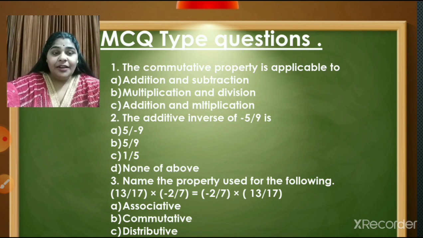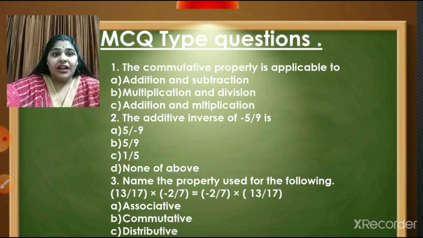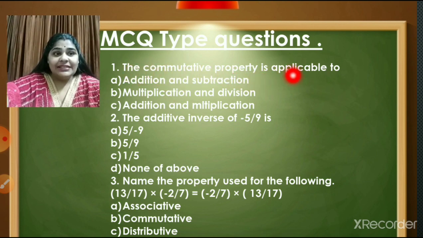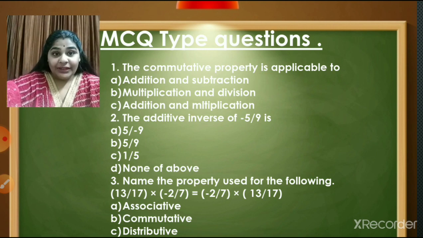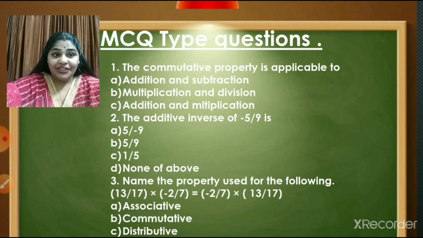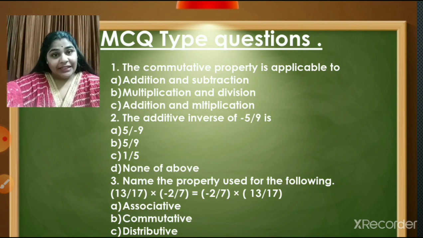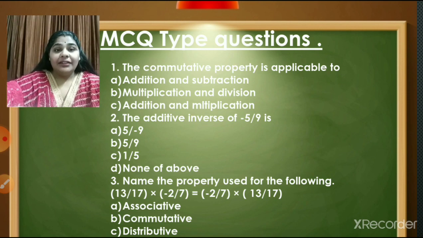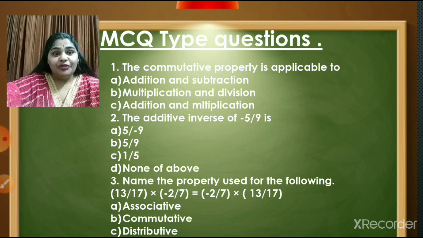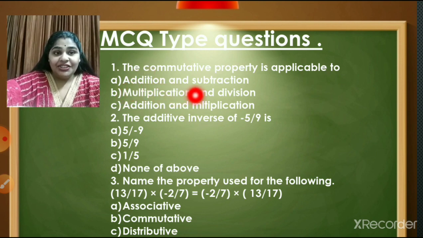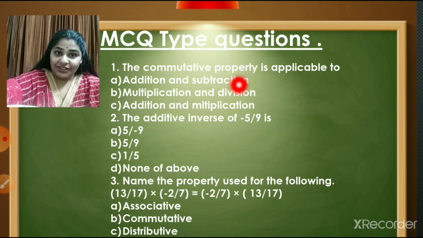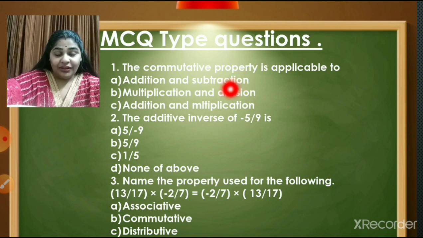MCQ type questions these are. The first one: the commutative property is applicable to. Options are addition and subtraction, multiplication and division, and addition and multiplication. We have seen, children, commutative and associative are true only for addition and multiplication. For subtraction and division, they are not. So the first option, addition and subtraction, is false because subtraction is there. Multiplication and division, no, because division is not commutative for rational numbers.